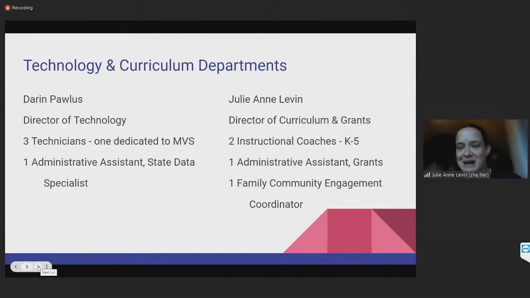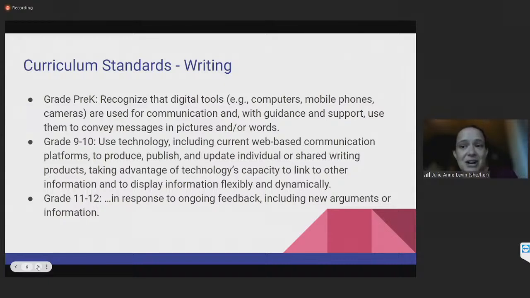Okay, so I'm just going to start with a couple places where technology is really embedded in our programming. I wanted to give you some ideas of what the sequence looks like. In pre-K, we're still one-to-one, students get iPads, and all we're doing is really exposure, right? Recognize that digital tools are used for communication and to convey messages, pictures and words. So this thing exists, and that's what's happening in pre-K.